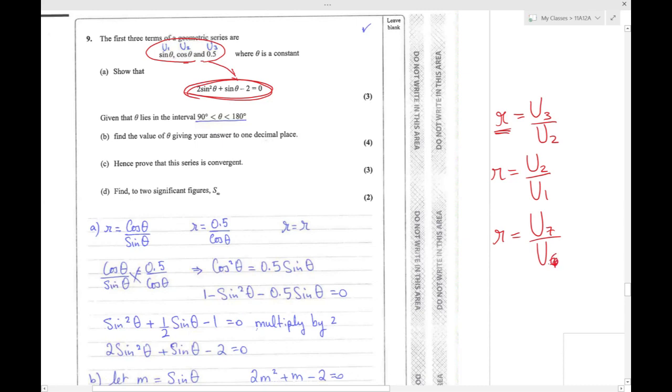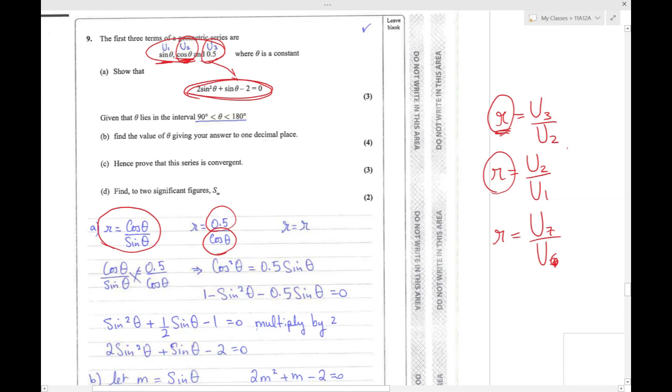Which means that R is the ratio of two consecutive terms, such that you take the cosine theta over the sine theta. And then it's the same R in a geometric sequence, where you take U3 over U2, which is 0.5 over cosine theta.